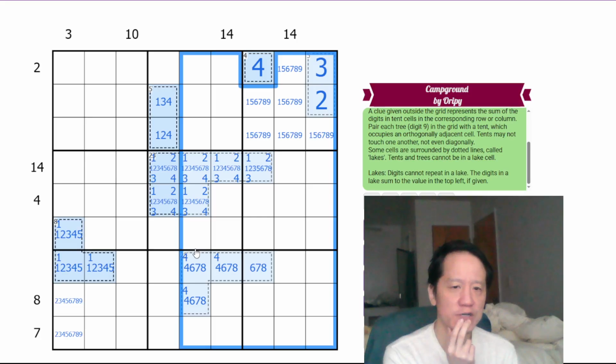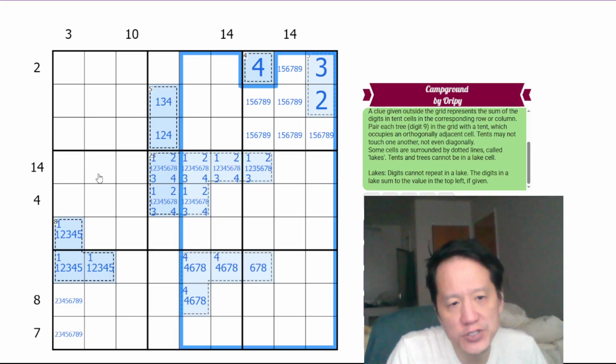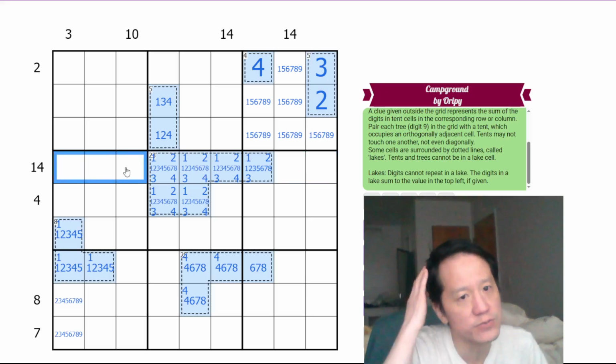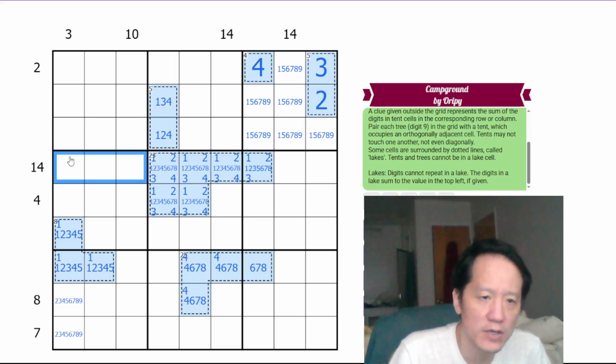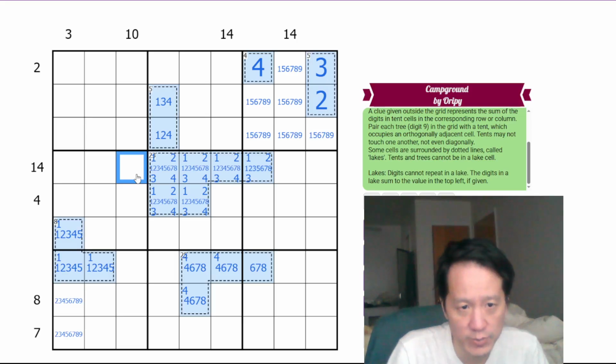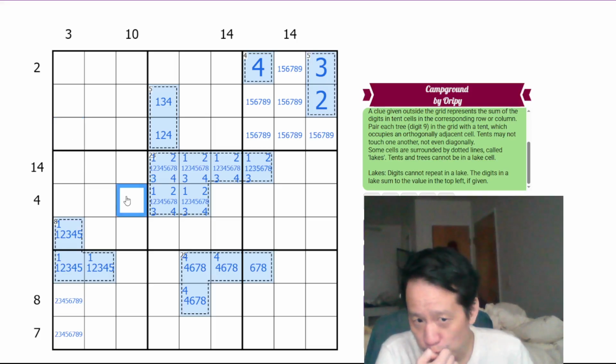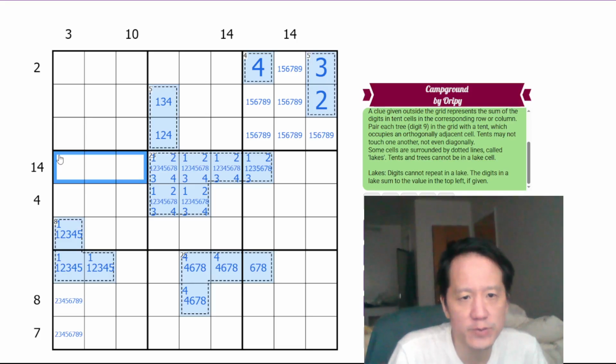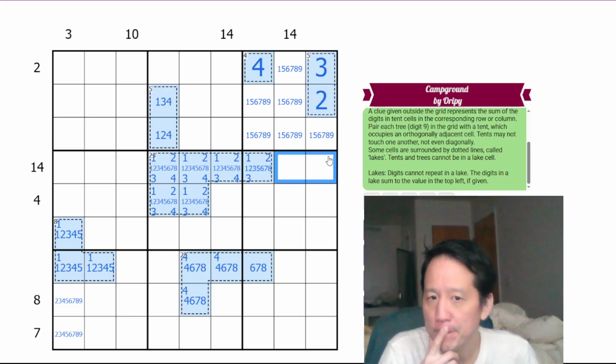Tents cannot touch one another. Oh. So where are the tents in row 4? It cannot be both here. So there has to be a tent in one of these 3 cells. It could be a tent here and a tent here, maybe. But that would require the 9 being here and the 9 being here, or the 9 being here and then the 9 being one of those 2 spots. So one of these cells at least is a tent, but we're not sure which. You could have a tent here. That's possible.